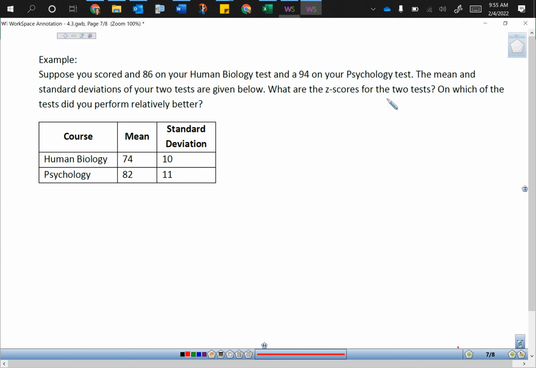So check this out. For human biology, the class average was a 74%, and the standard deviation was 10. So in relation to what we did last class, if I were to put this on a bell curve, the mean would be 74, so 68% of the class scored between a 64 and an 84. Do you guys remember that? 95% of the class scored between a 54 and a 94, and 99.7% of the class scored between a 44 and 104. Okay? That's what that means.